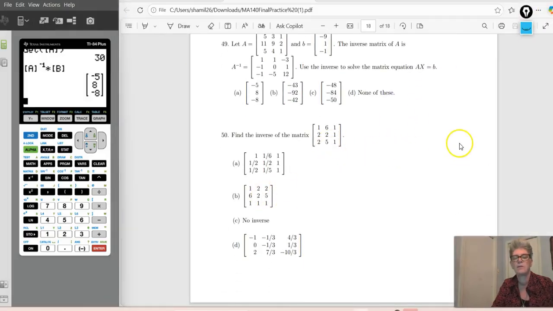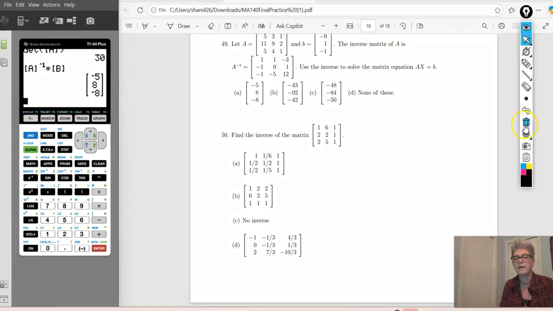Find the inverse of that matrix. Okay, I'd use my calculator. Again, the hand calculation is going to take a long time. What you cannot do is just take each of these numbers and take its multiplicative inverse, you know, take 1 over 1, 1 over 6, 1 over... It's going to lead you straight to the wrong selection, which is A.